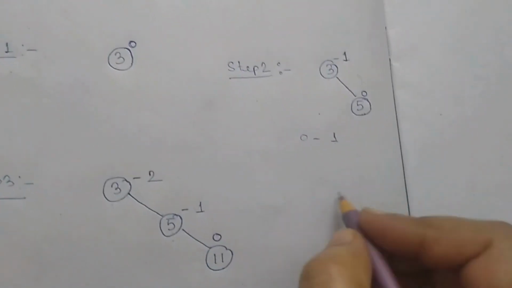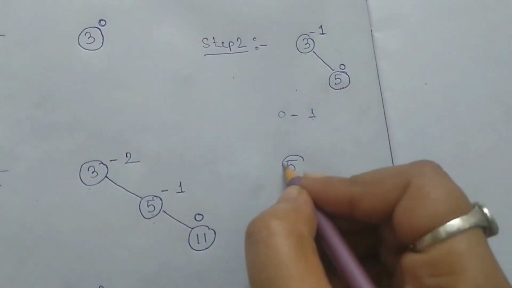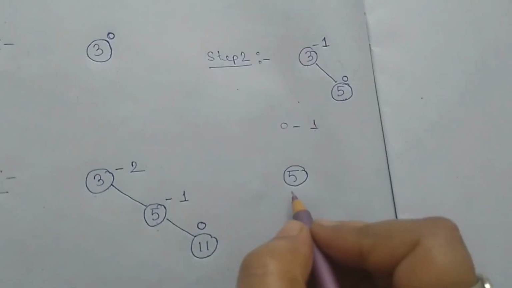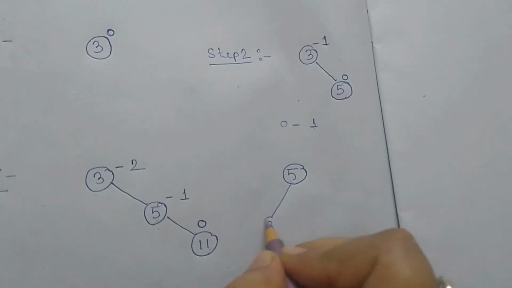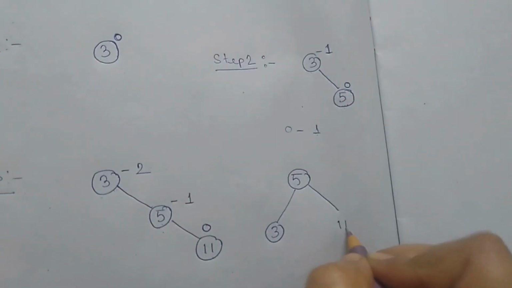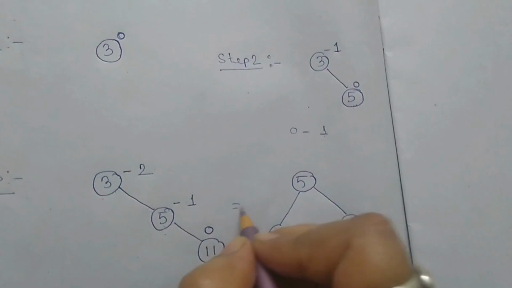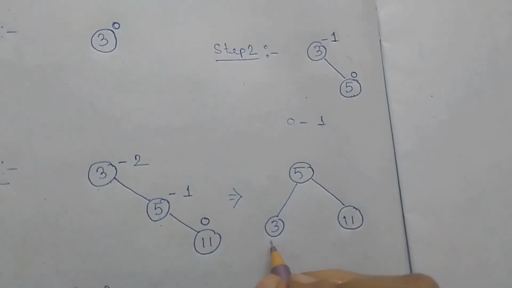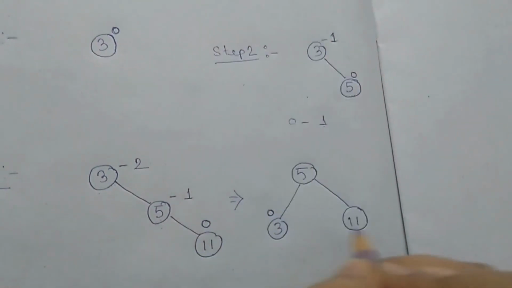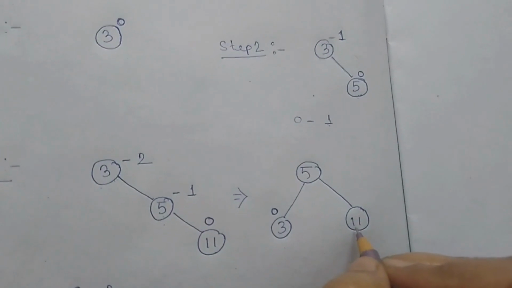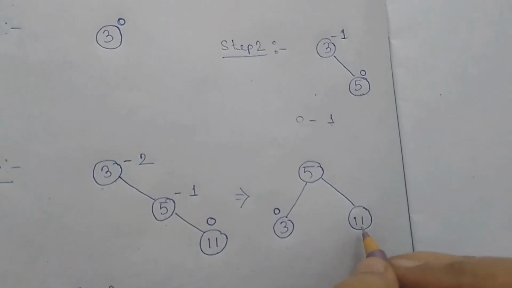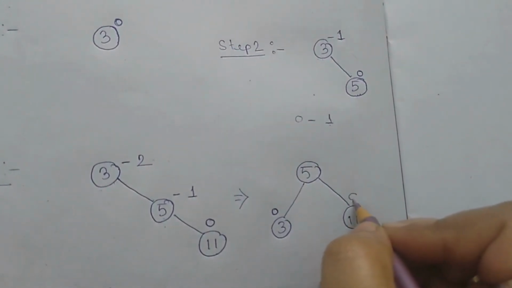So if we consider 5 as the root node, and 3 is a lesser value than 5, for that reason 3 is situated on the left side, and 11 is higher than the 5 value. For that reason here we draw the 11 value. Again we calculate the value of 3. There is no left subtree as well as right subtree, that is 0. 11 in the similar way, there is no left subtree as well as right subtree. For that reason again the 11 value is 0.